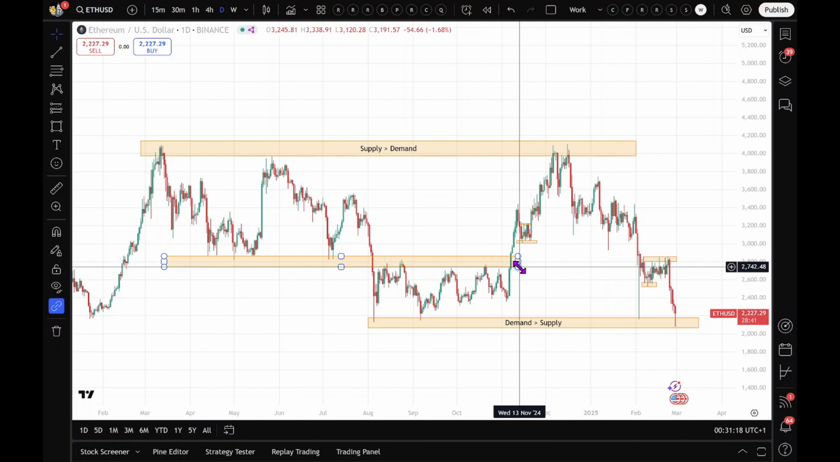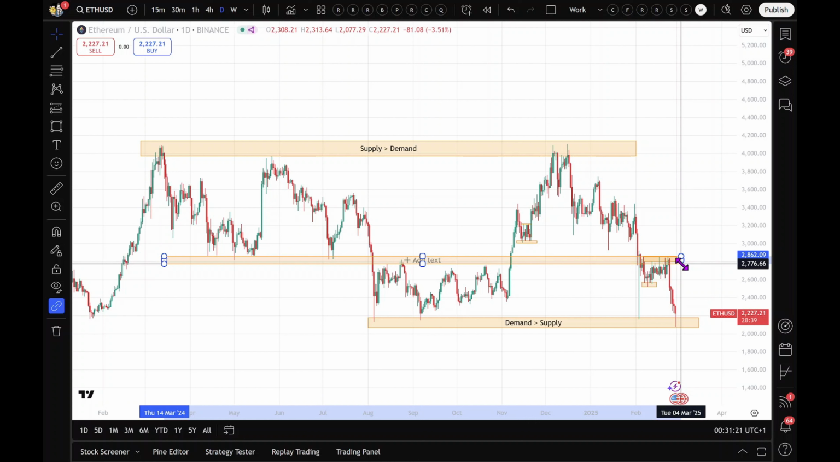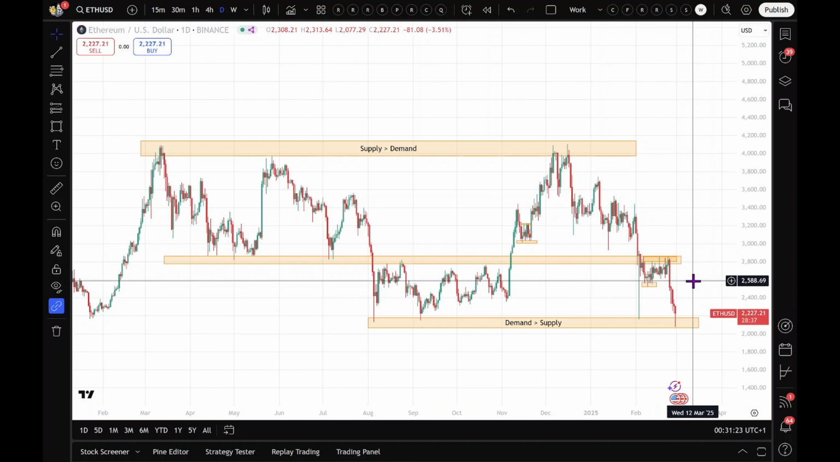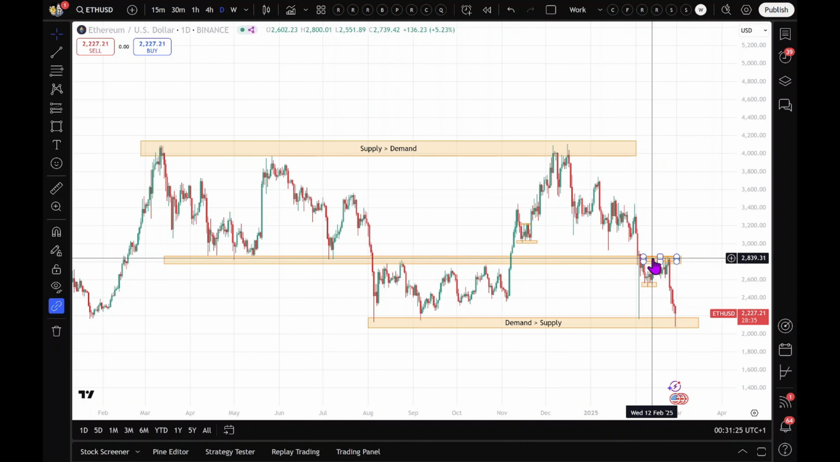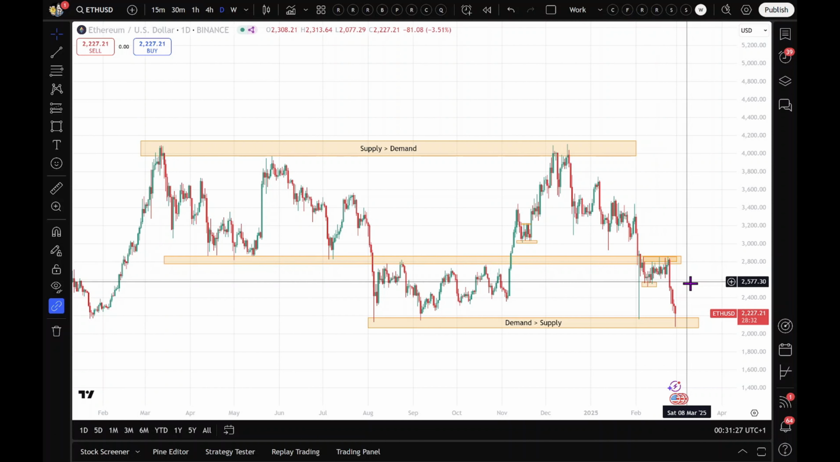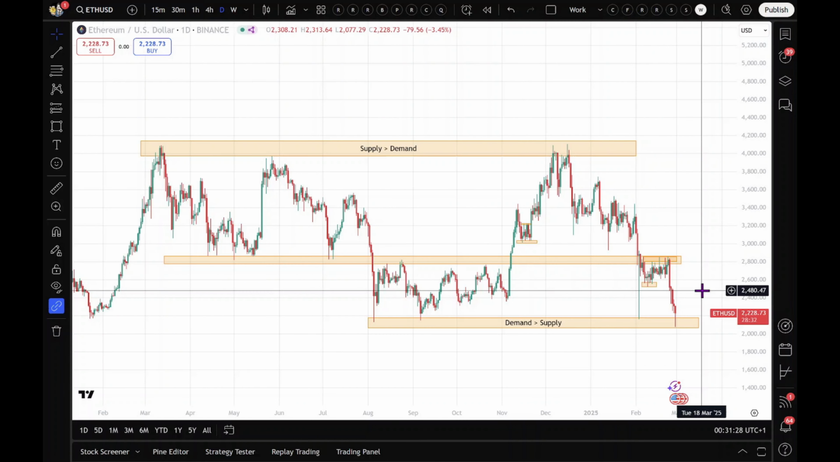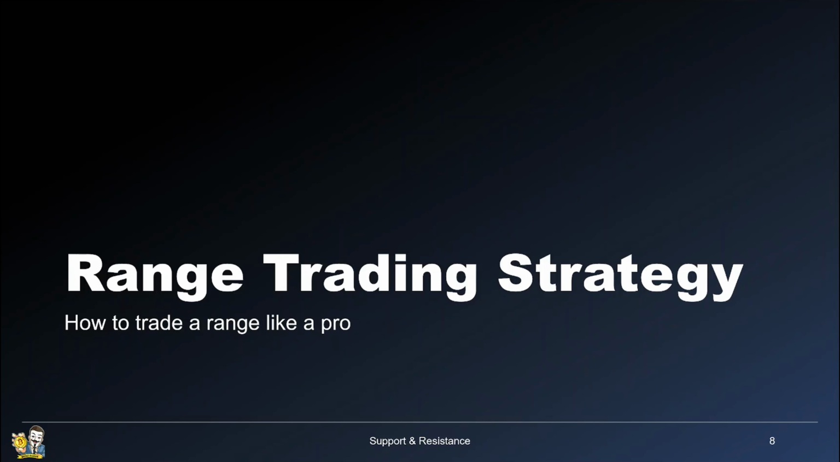If we extend this level further, we can see that it aligns perfectly with the previous resistance level we had marked earlier. These 2 resistances are in fact the same. This confirms that the market has memory, as past levels continue to influence price movements. Now, let's go over the range trading strategy and how to trade a range like a pro.